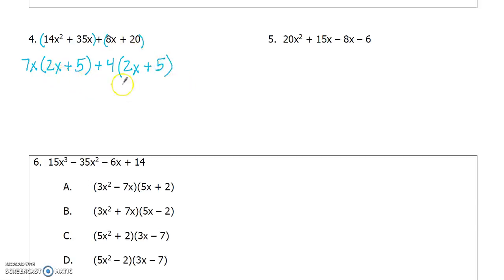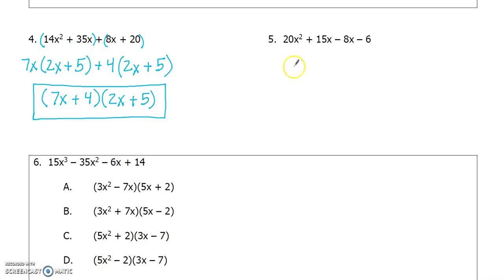And then notice that my parentheses are the same, which is what needs to happen. So what I factored out, the 7x plus 4, I'll put in one parentheses. The 2x plus 5 that's repeating, I will put in the other parentheses, and that is my answer.